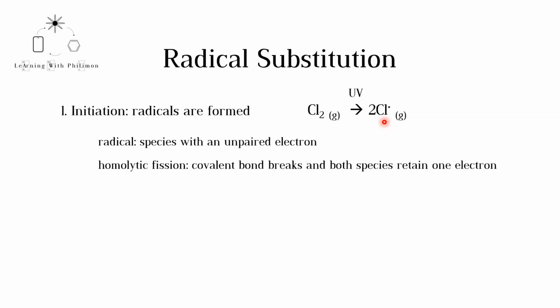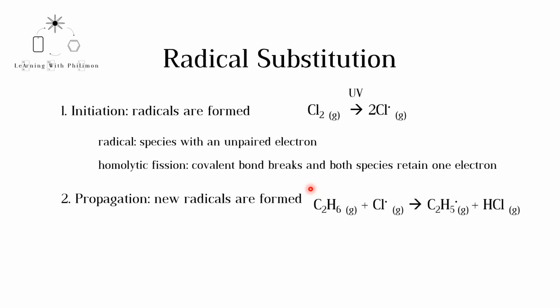The second step is called propagation. In this step, new radicals are formed. Radicals are very reactive species. They react in order to obtain a full valence shell. The chlorine radical formed in the previous step reacts with ethane, C2H6.